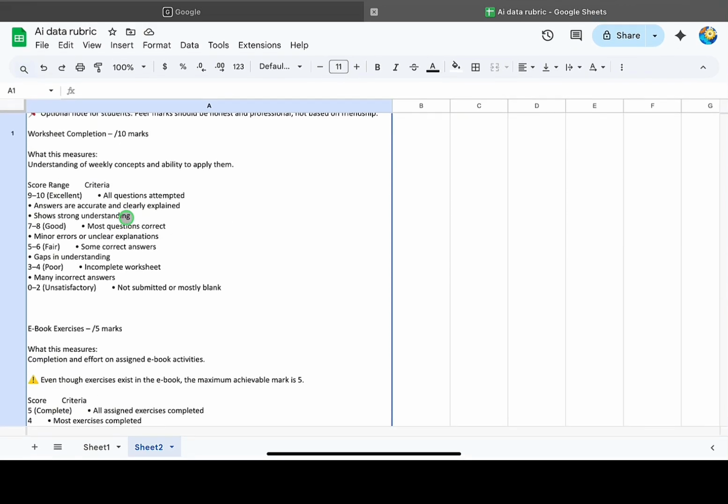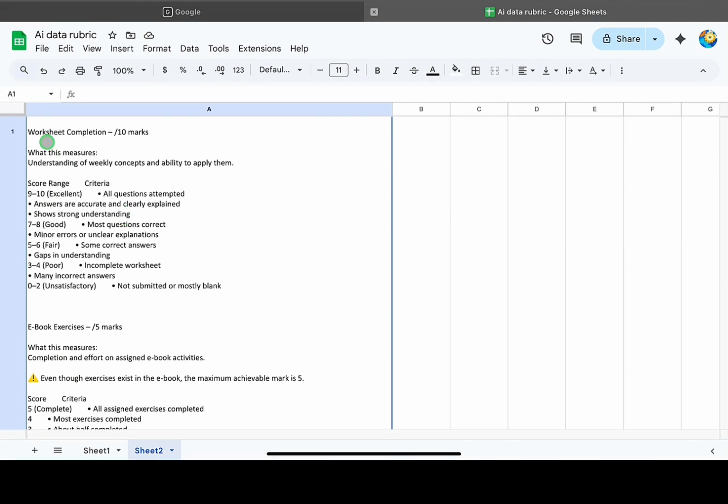Then we're going to look at the worksheet completion. Again, it's going to be out of a 10, and 9 to 10 marks for excellent, where you answer all questions attempted. The answers are accurate, they're clearly explained. So this is where I was talking about accuracy also contributing, but not being the number one thing we're looking at, right? Then you have to show strong understanding. Then 0 to 2, you did not submit, or most of the questions were left blank or something like that, right?